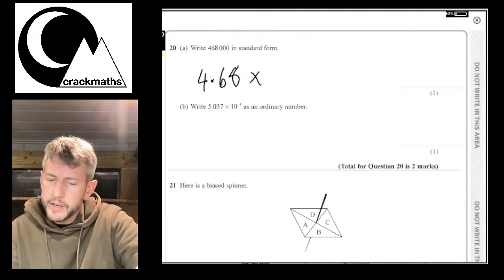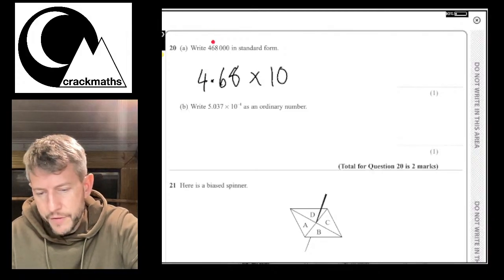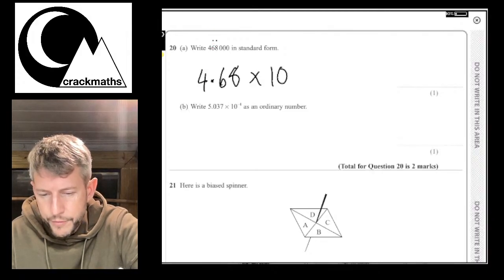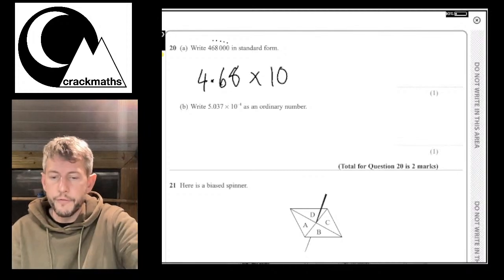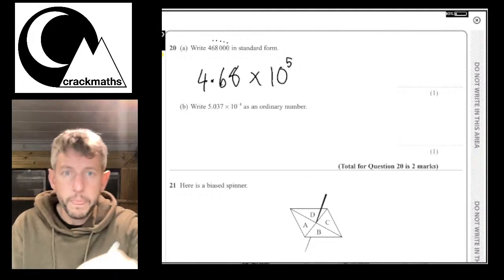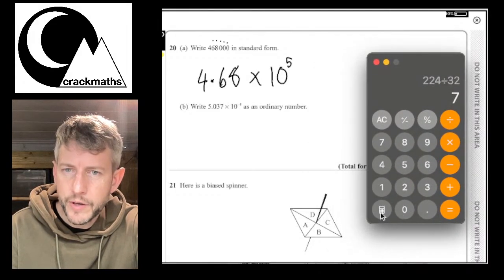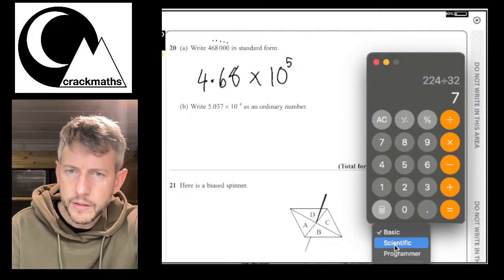Okay, and then we're going to times it by 10. And then you count the numbers after the first digit. So 1, 2, 3, 4, 5. So 4.68 times 10 to the power of 5. And then obviously you can always check that on your calculator if you go into scientific mode.